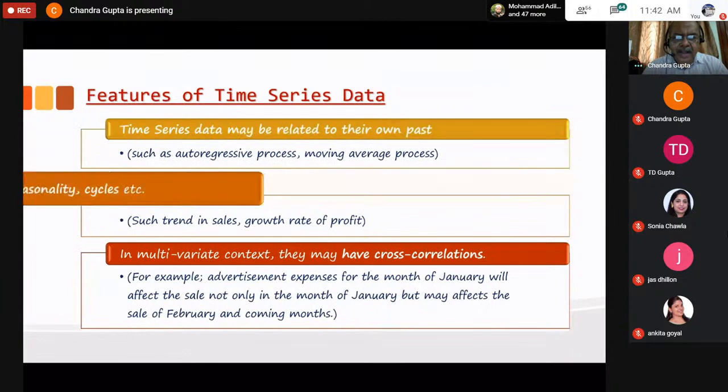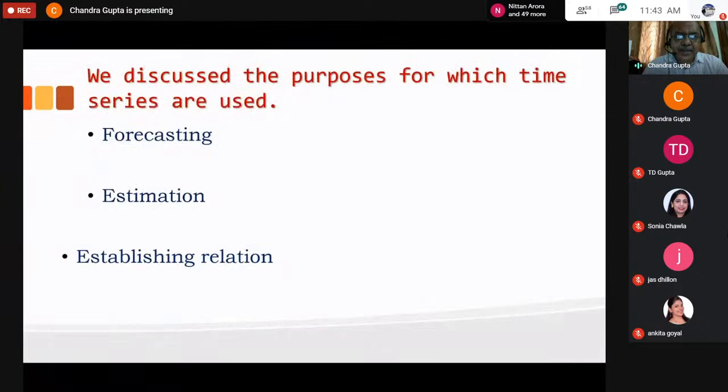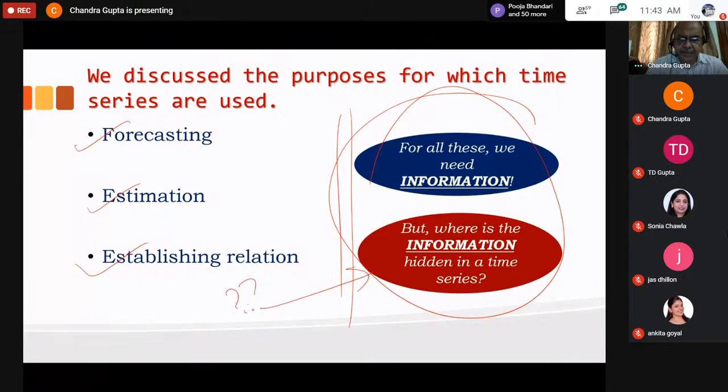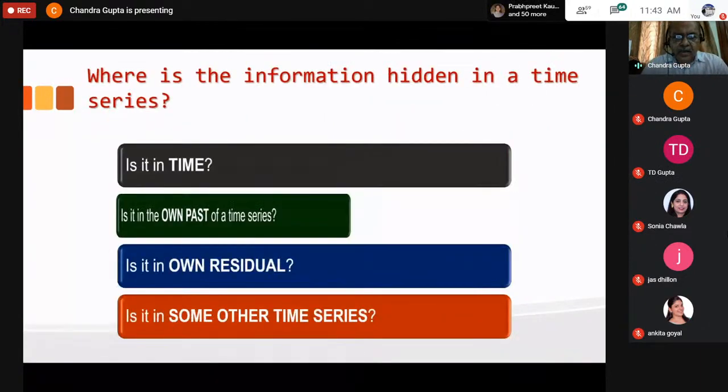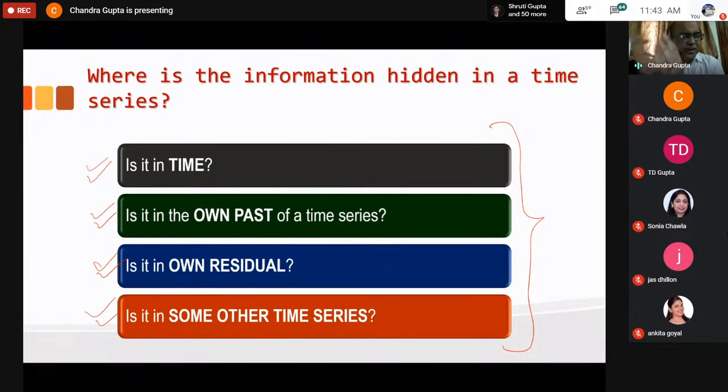These are the features of the time series. It may be related to its own past, may be related to trend, seasonality, may have relations with other variables. We discussed the purposes for which time series are used: forecasting, estimation, establishing relationships. For all this you need information, and you have to take a call where that information is. The hidden information may be in time, own past, own residuals, or in some other series. These are the four broad sources of information from where you can extract the necessary information, and then you can make your model and do the analysis.